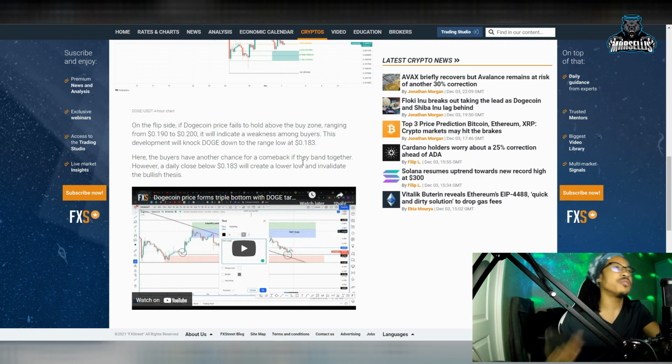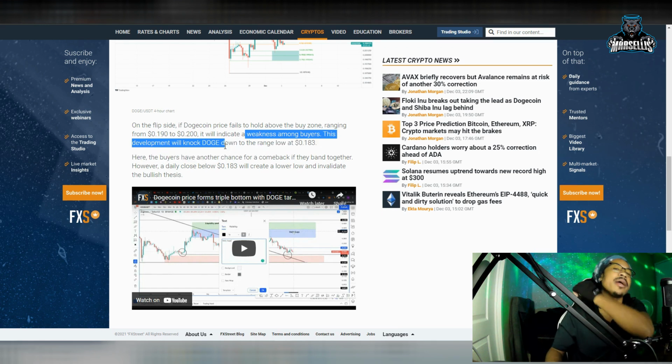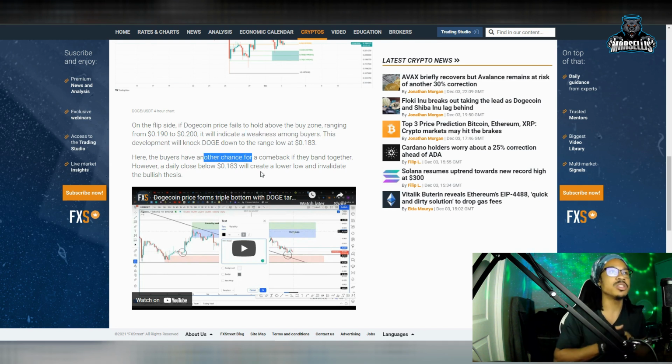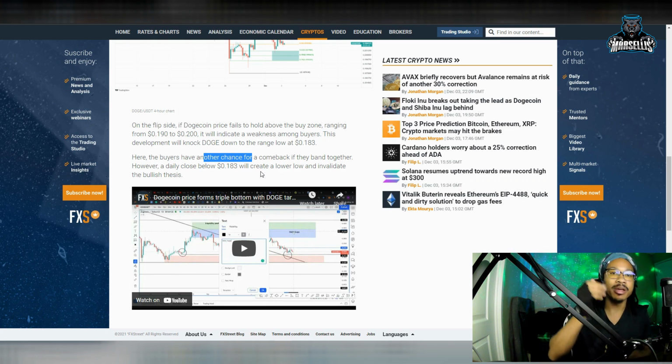So on the flip side, if Dogecoin price fails to hold above the buy zone ranging from 19 cents to 20 cents, it would indicate a weakness among buyers. This development will knock Doge down to the range low at 18 cents. And here the buyers have another chance for the comeback, which is what I'm waiting for. I want to see Dogecoin go to 18 cents. I want to see Dogecoin go to 10 cents. I want to see Dogecoin go to 1 cent, because Dogecoin has so much social influence that when it actually hits 1 cent, I'm going to buy that dip so heavy.